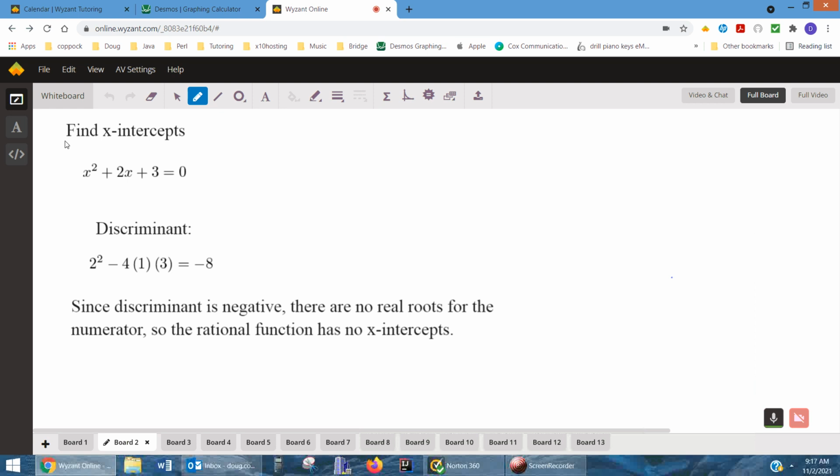We want to find the x-intercepts. That happens when y is equal to 0. And if we try to solve this quadratic equation, here's proof that it doesn't have any real solutions. The discriminant is -8. If you try to use the quadratic formula, you'll have the opposite of b plus or minus the square root of -8. So therefore no real solutions. So there's no x-intercepts.